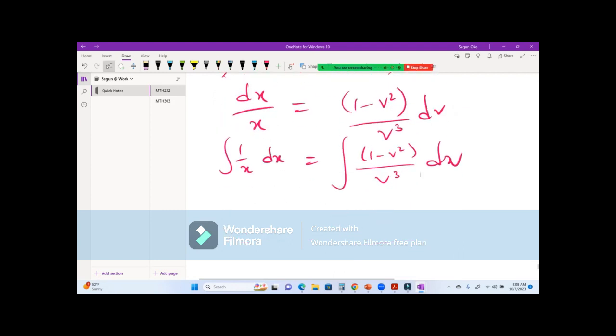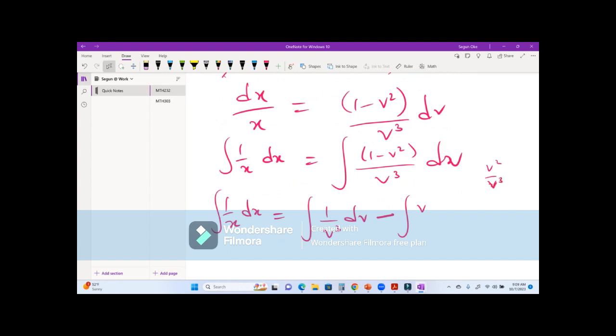We can separate this one by saying integral of 1 all over x dx equals to integral of 1 all over v cubed dv, right, minus integral of v squared over v cubed. Remember, this will remain 1. It will be 1 all over v. That's what will happen. So this one will be, divide each of them by v cubed. That's what I did. So it's going to be 1 all over v dv.